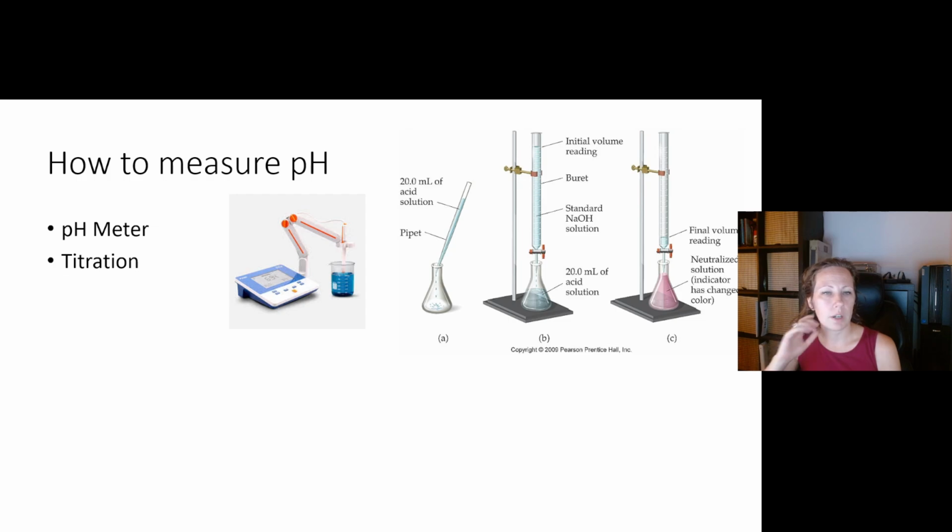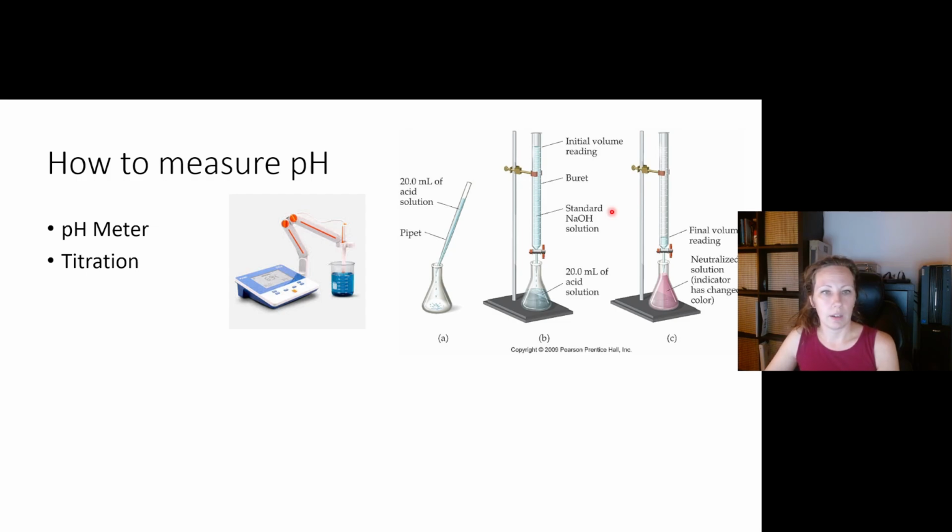The way that works is you have an unknown acid or basic solution, and you put an indicator in there, some kind of substance that you know is going to change color once you hit a certain pH. Then you slowly add a standard solution. This example shows sodium hydroxide, which is a base. But if you had an unknown base, you could add a standard solution of an acid, such as hydrochloric acid.